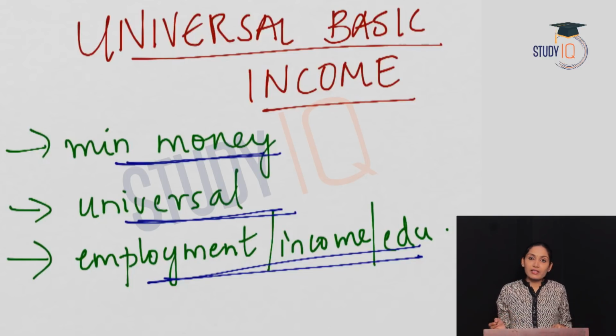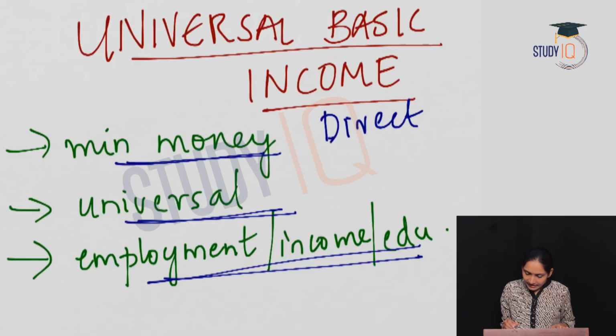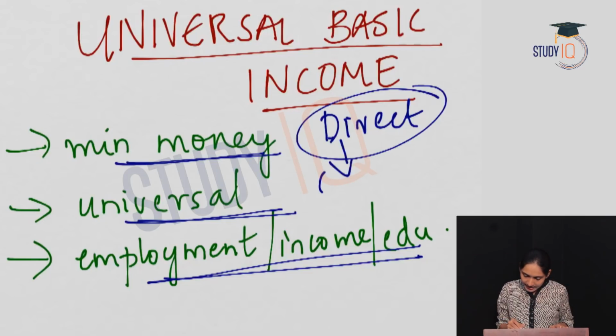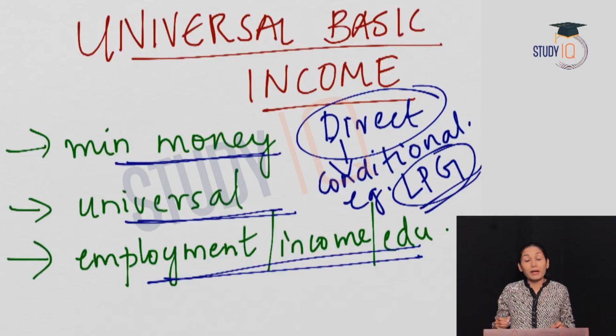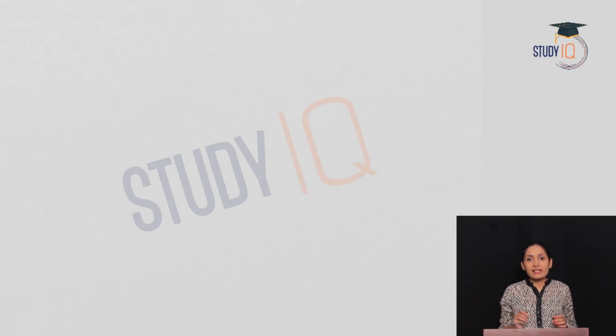What is the advantage of universal basic income over direct subsidy? Under direct subsidy, there are certain conditions. For example, direct subsidy is conditional. Example, LPG: you have to purchase the LPG gas cylinder in order to avail the subsidy. So, there are certain conditions. But universal basic income is unconditional. Let us see what are the advantages and disadvantages of universal basic income.